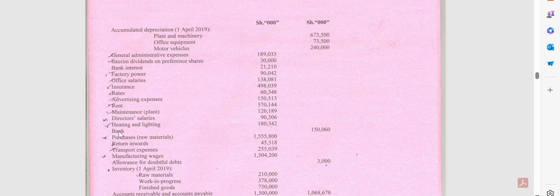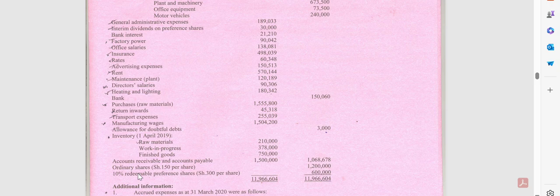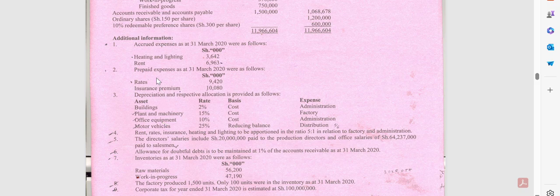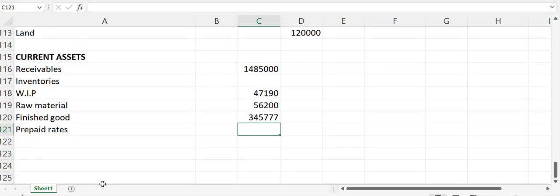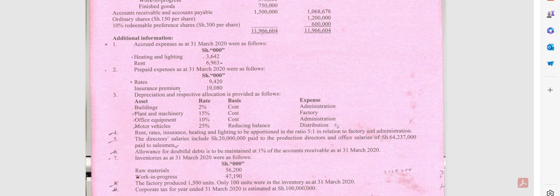So the bank here is an overdraft, so that one will be under liability, and you can see it is on the credit side. We don't use opening inventory, we only use closing. So from there now we can check for the prepayments. So we had prepaid rates. The figure for prepaid rates is what? 94, it was 94.20.